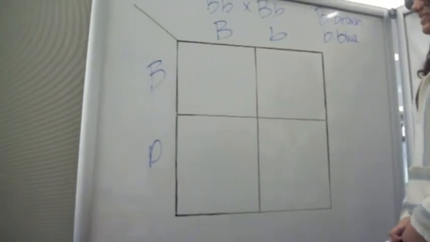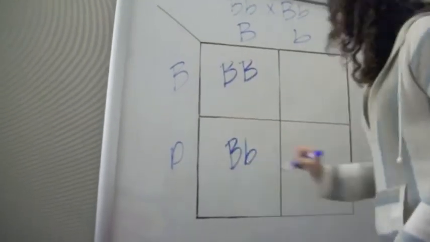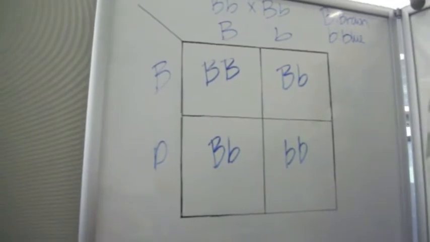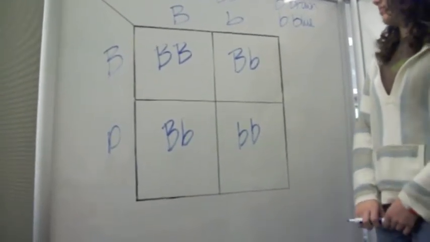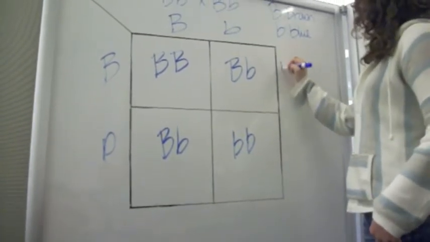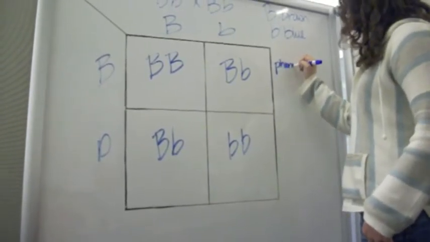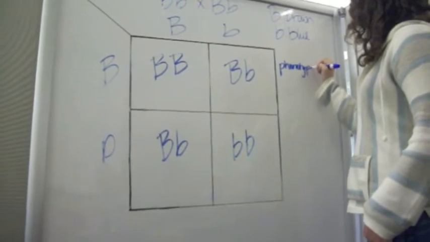By setting it up this way, you can see that each allele is independently assorting. Alright, from these results we can see that we have 3 that are dominant for brown eyes and 1 recessive blue eyes, giving us a phenotypic ratio of 3 to 1.